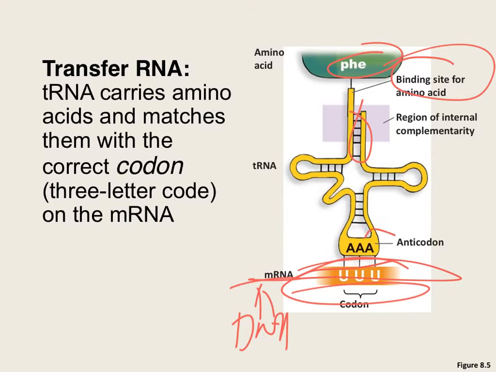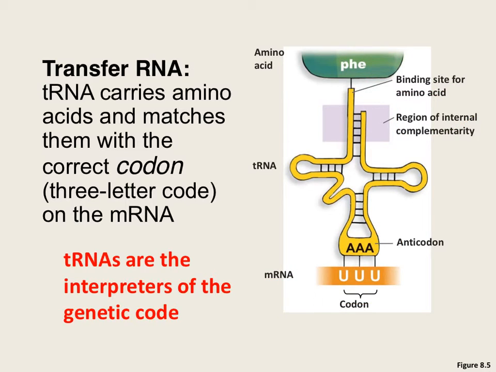This is the anticodon, which has a region of internal complementarity that will bind only to a specific amino acid. A codon is always 3 letters, 3 nucleotides. A, C, G, and U if it's mRNA, or T if it's DNA. So transfer RNAs are the interpreters of the actual genetic code. It translates the genetic code into an actual protein.